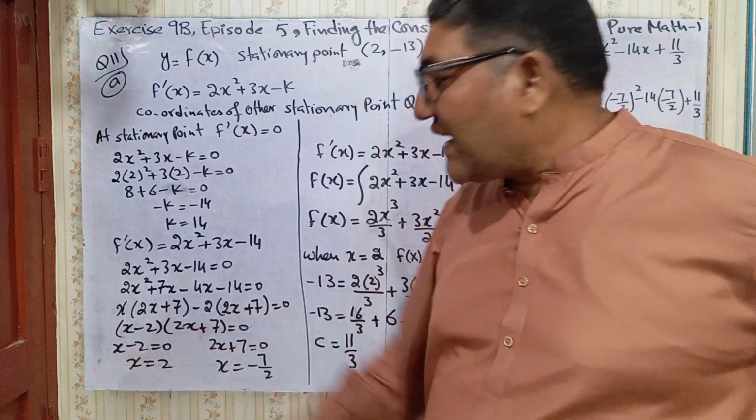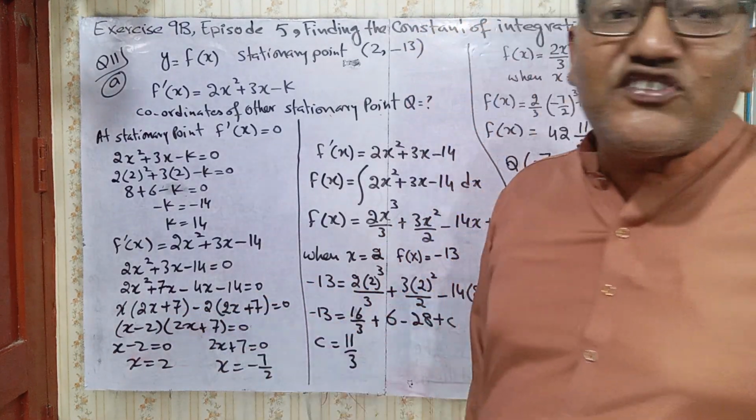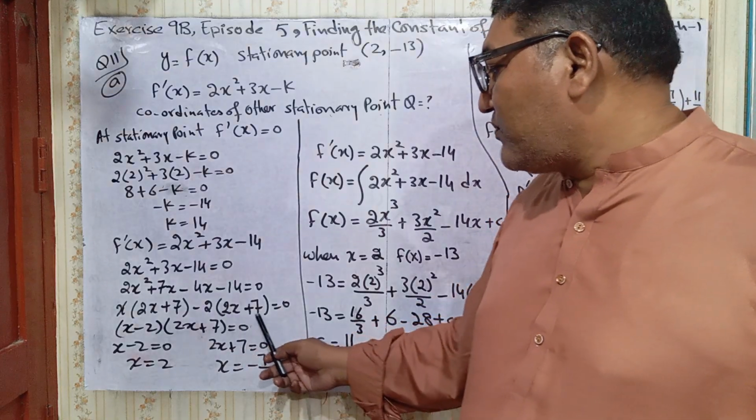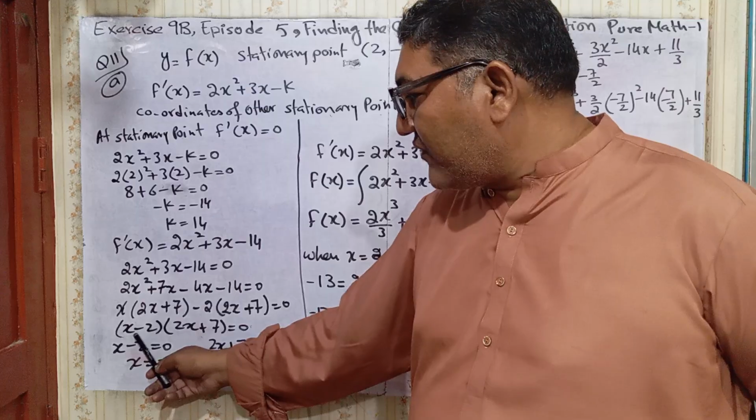From these two, you can take x common. So you are left with 2x + 7. From these two, you can take -2 common. So you are left with 2x + 7. So now I can take this bracket common. The other bracket will be x - 2.